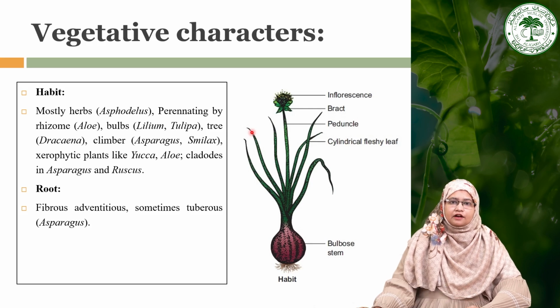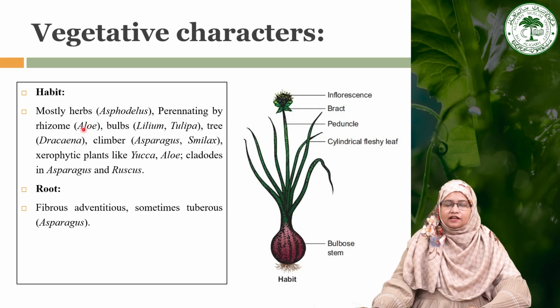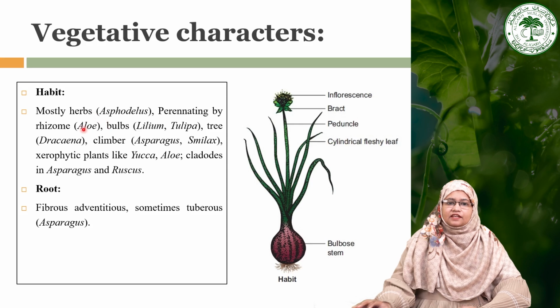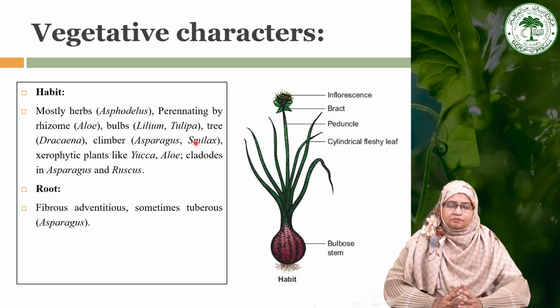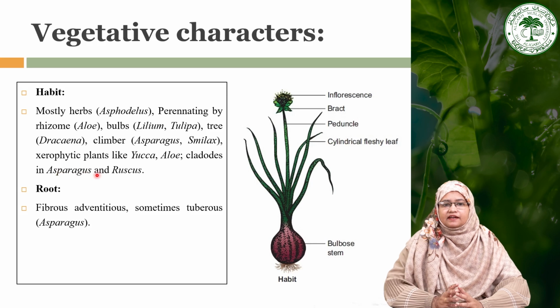Now moving towards the characters of the family Liliaceae, starting from the vegetative characters. In habit, most of the plants of this family are herbs which perennate either by rhizomes, as in aloe, or by bulbs, as in Lilium and Tulipa, or they may be tree-like, as Dracaena, or climbers, as in asparagus and Smilax. Some plants are also xerophytic in nature, like Yucca and aloe. They have cladodes, as in asparagus and Ruscus.